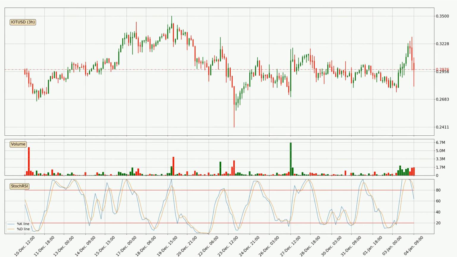Jumping to the 3-hourly stochastic RSI, the stochastic RSI currently shows no overbought or oversold conditions, but the %K line is below the %D line, which means the current trend is on the downside.